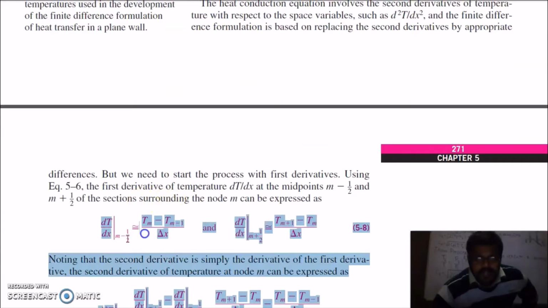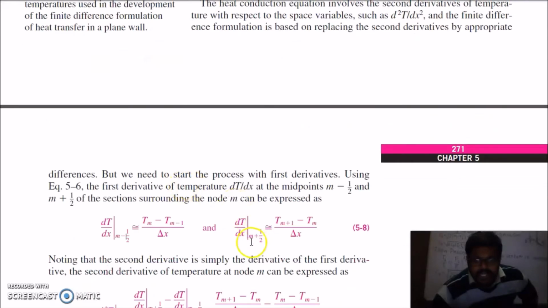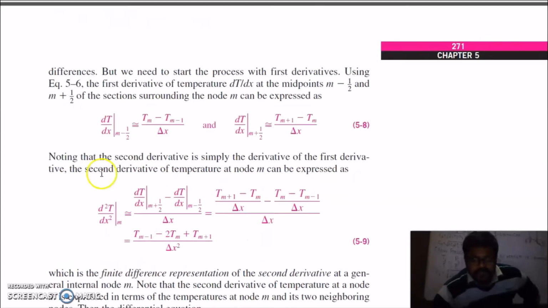So this is at m minus half. Same for m, this is at this point here, which is m plus half. You can write (T_{m+1} minus T_m) divided by del x, which is at m plus 1/2 here. So this is your first derivative at 2 points, 2 nodes.